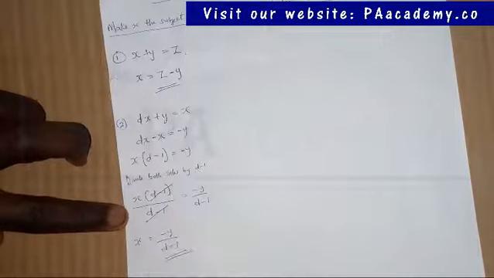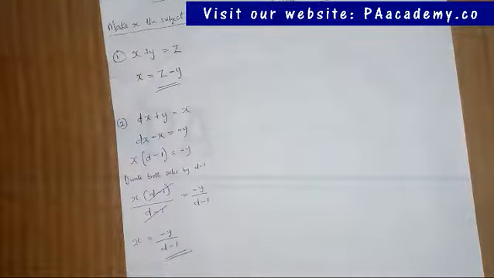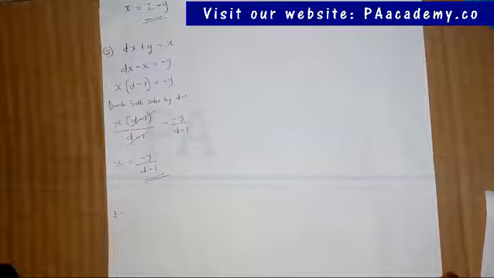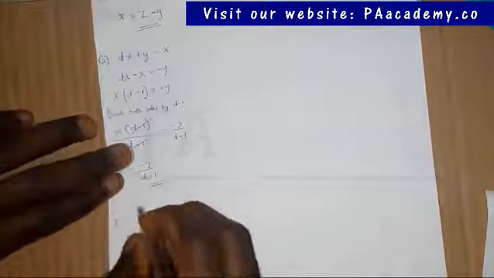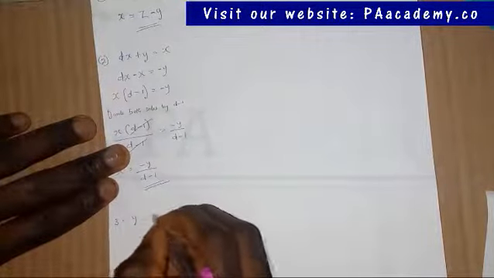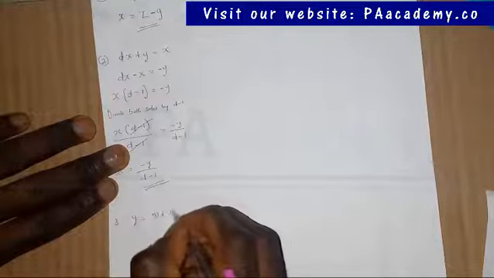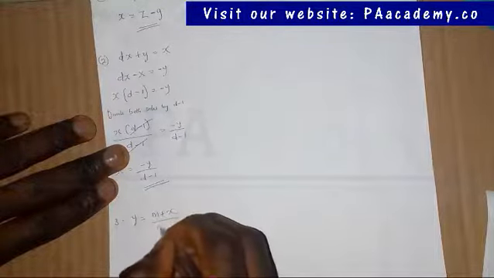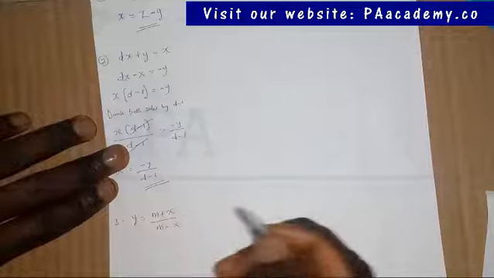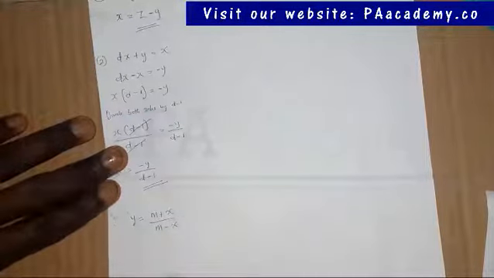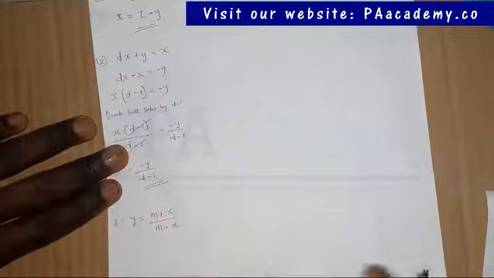Alright, so let's go to number 3. Alright, example 3 is like this. If you have something like y equals to m plus x over m minus x. So don't forget here we are also going to make x the subject of formula.